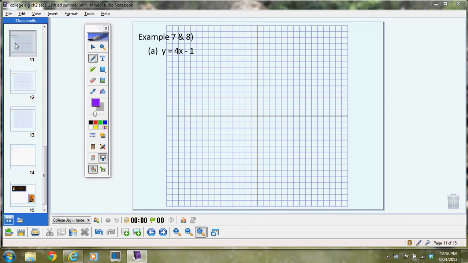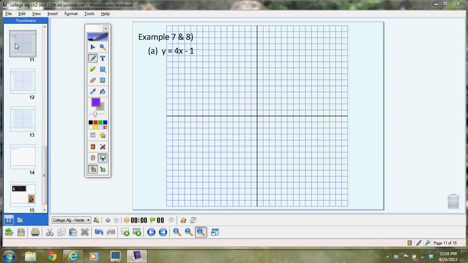Right, let's look at example 7 and 8. Example 7 asks you to come up with 3 points on a line or on the equation. And then example 8 asks you to actually graph the equation. Now it helps a lot when you start if you know what it's going to look like, and this you will learn later in this chapter.